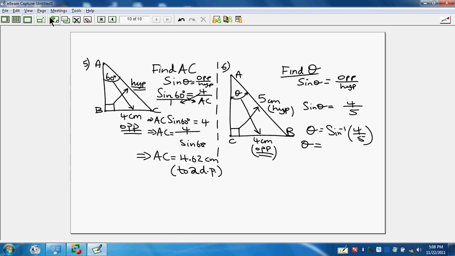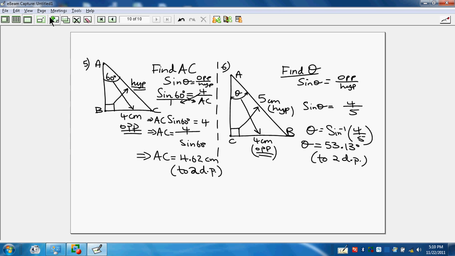And therefore, if you go to your calculator and you press second function sine, and put in brackets 4 over 5, close brackets, making sure your calculator is in the degree mode, you should get this answer, 53.13 degrees. So you should get your answer as theta is equal to 53.13 degrees. So this 53.13 degrees was to 2 decimal places.